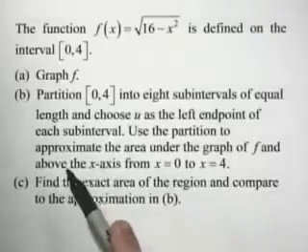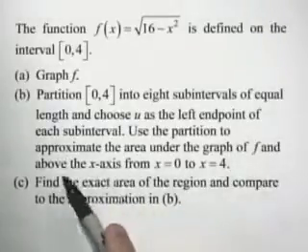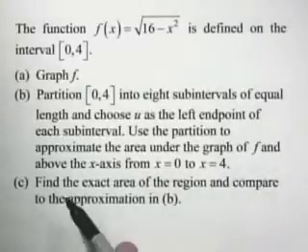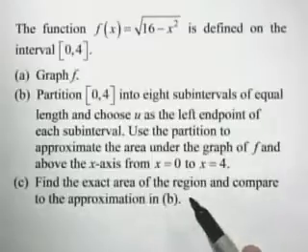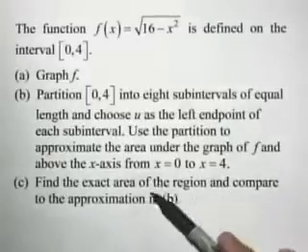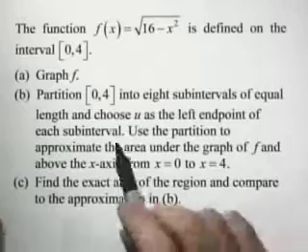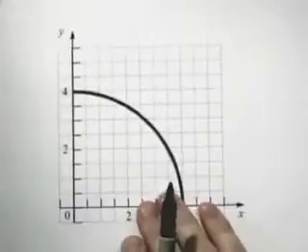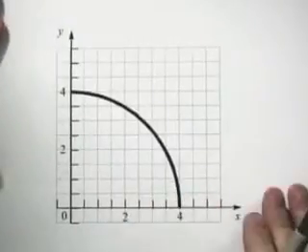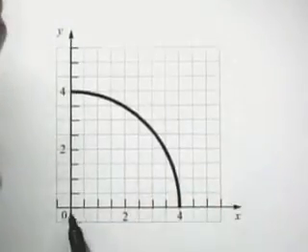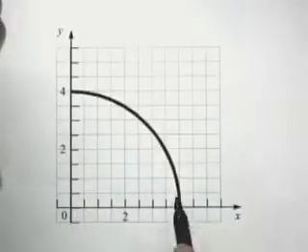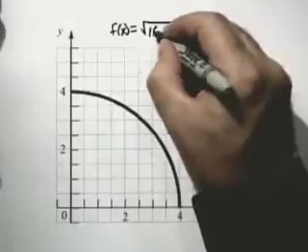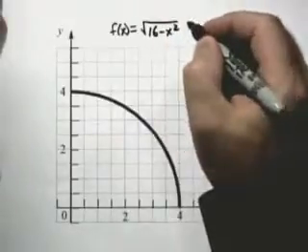Then we'll use our partition to approximate the area under the graph of f and above the x-axis from x equal to 0 to x equal to 4. Then lastly, we'll find the exact area of the region and compare that value to the approximation from part B. We can graph the function in the usual manner by plotting points. If we do that, we get a graph that looks like this. Notice we've restricted our values for x from 0 to 4, and this is the graph of f of x equals the square root of 16 minus x squared.